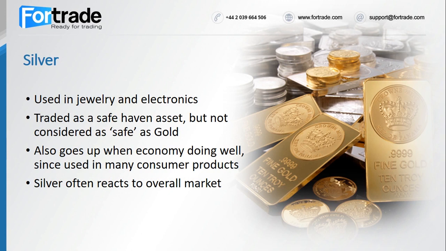Silver is a precious metal used in jewelry and electronics. It's also traded as a safe haven asset, but it's not considered as safe as gold. Unlike gold, silver is used in consumer products and thus can also go up when the economy is doing well, not just in times of geopolitical instability as a safe haven. Silver also often reacts to the overall market.